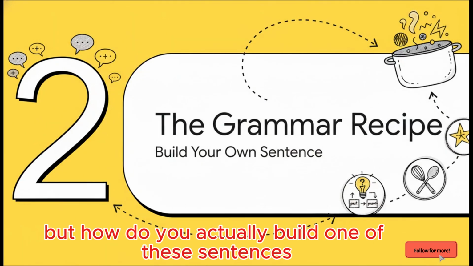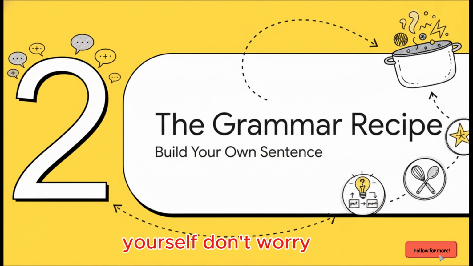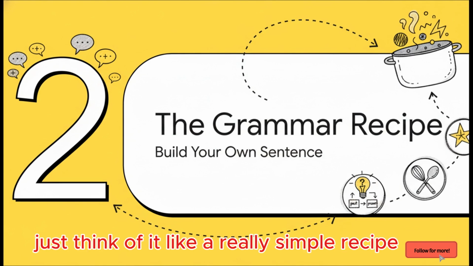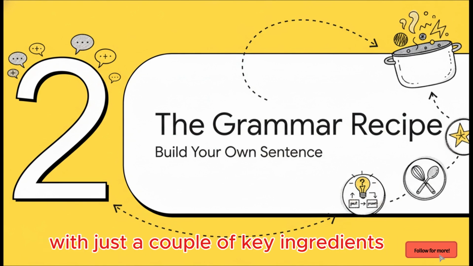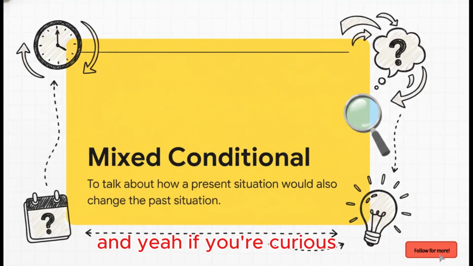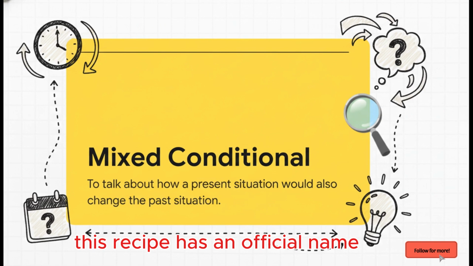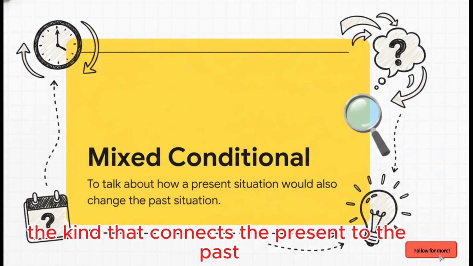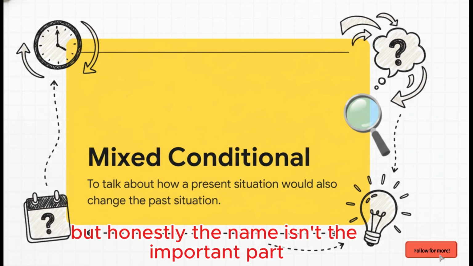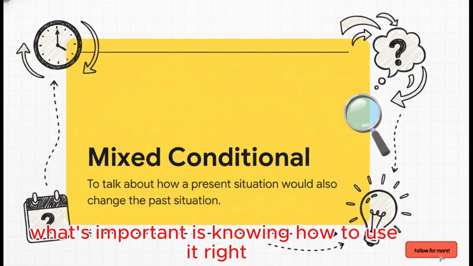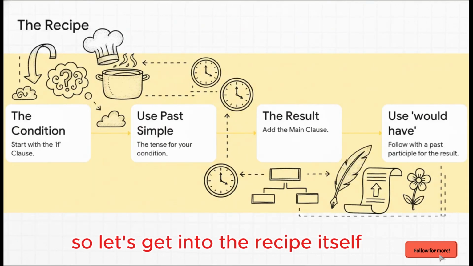But how do you actually build one of these sentences yourself? Don't worry, you don't need a grammar textbook. Just think of it like a really simple recipe with just a couple of key ingredients. And yeah, if you're curious, this recipe has an official name. It's called a mixed conditional. Specifically, the kind that connects the present to the past. But honestly, the name isn't the important part. What's important is knowing how to use it, right? So let's get into the recipe itself.